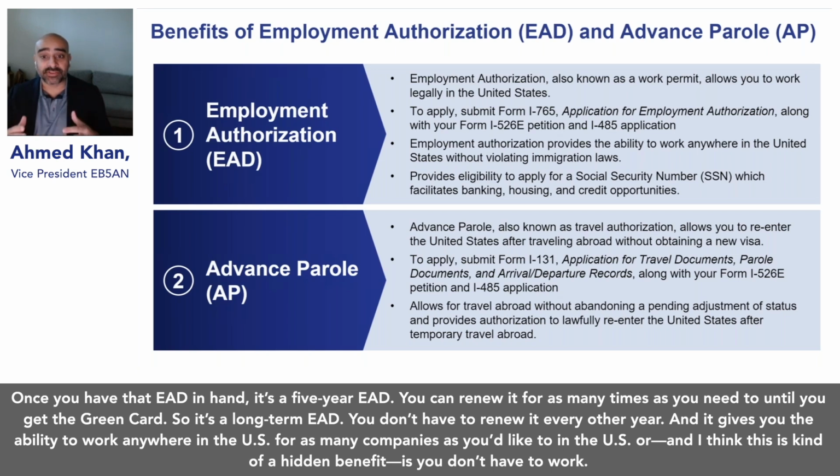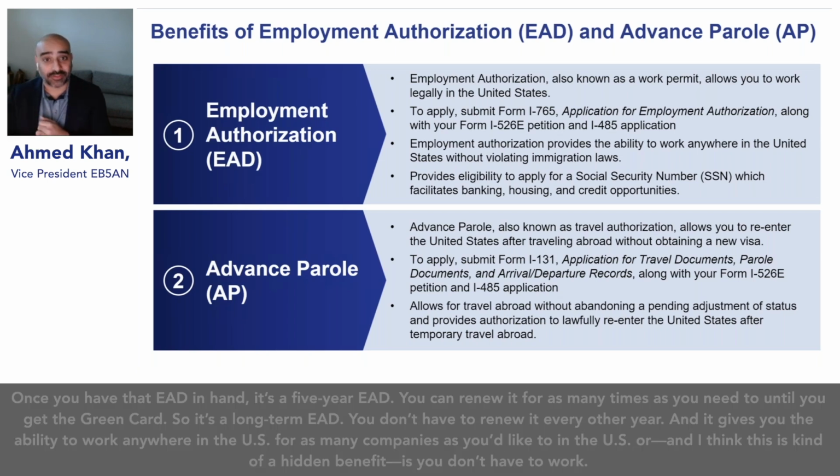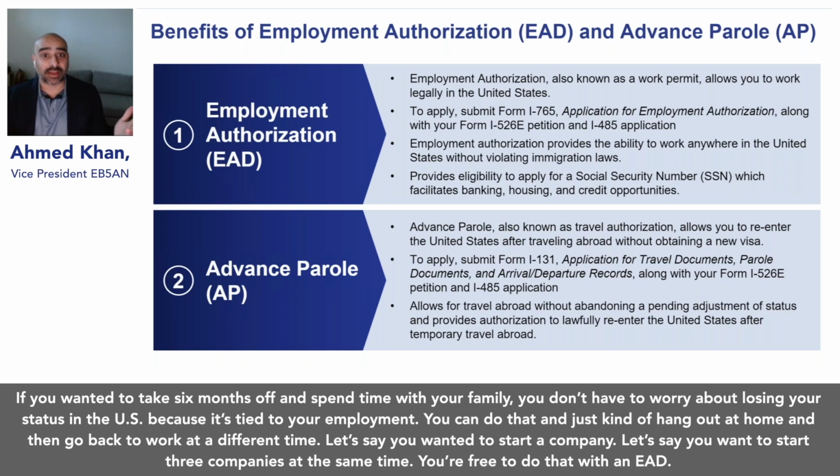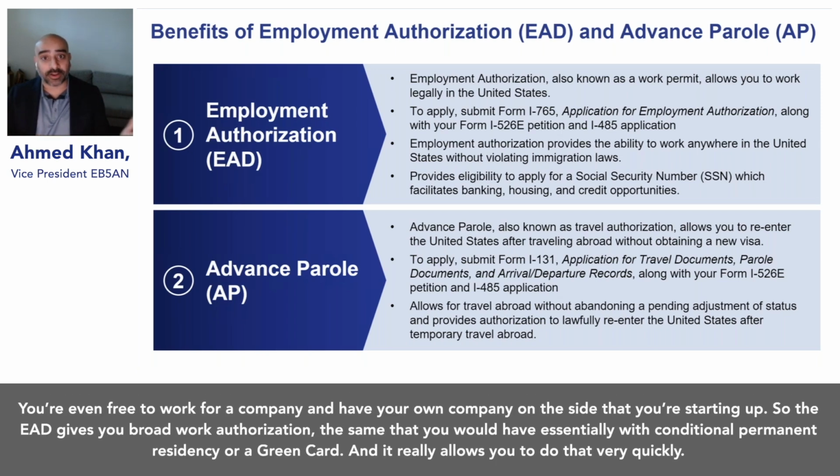And it gives you the ability to work anywhere in the US for as many companies as you'd like to. And I think this is a hidden benefit: you don't have to work. If you wanted to take 6 months off and spend time with your family, you don't have to worry about losing your status in the US because it's tied to your employment. You can do that and just hang out at home and then go back to work at a different time. Let's say you wanted to start a company. Let's say you want to start 3 companies at the same time. You're free to do that with an EAD. You're even free to work for a company and have your own company on the side that you're starting up.